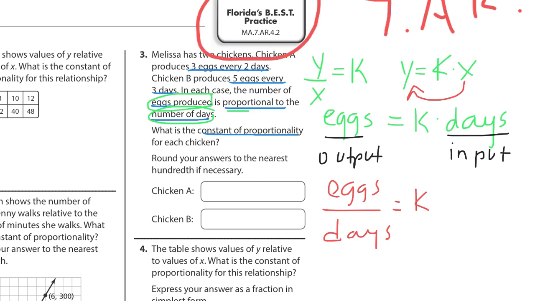So I'm going to find out the first one. The first one says 3 eggs for every 2 days. So I know 3 goes with eggs, 2 goes with days. So my K is 3/2. The next one says 5 eggs for every 3 days. So 5 goes with eggs, 3 goes with days. So my K is 5/3.